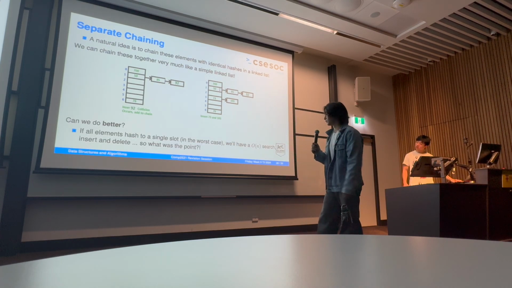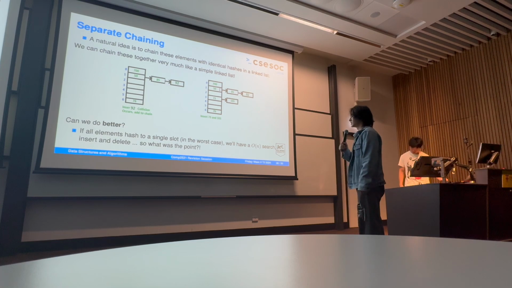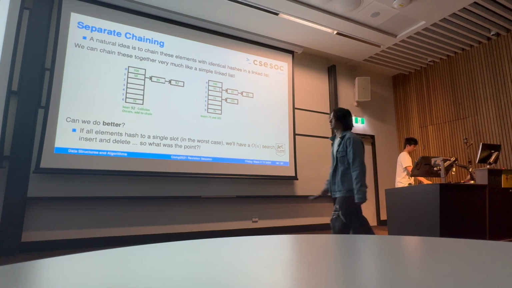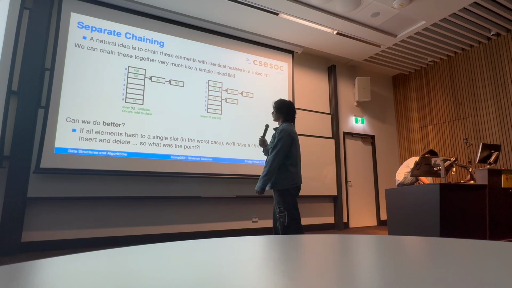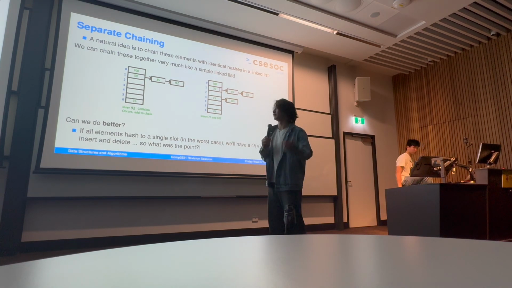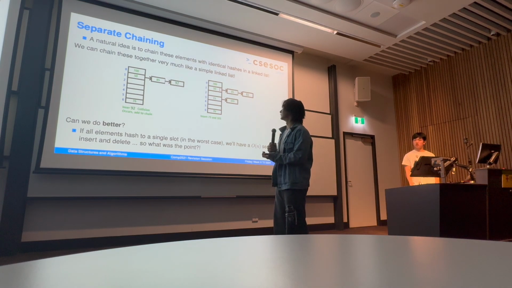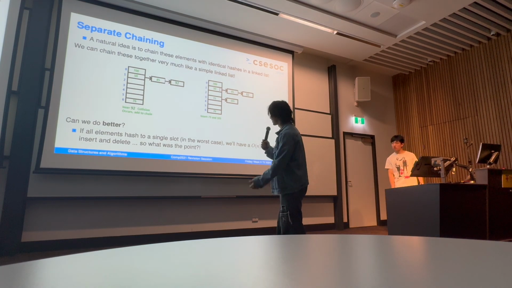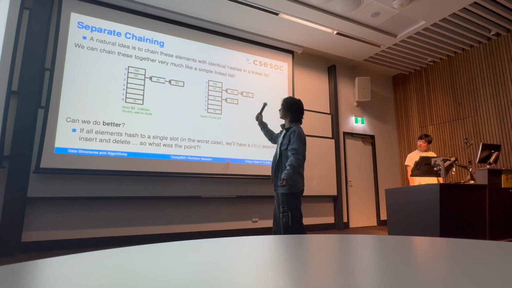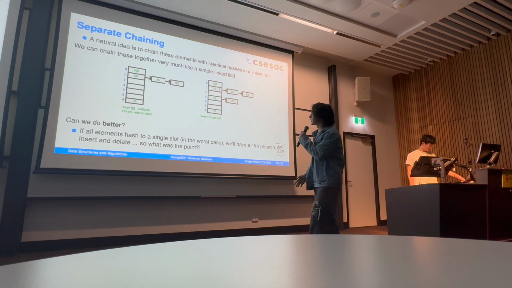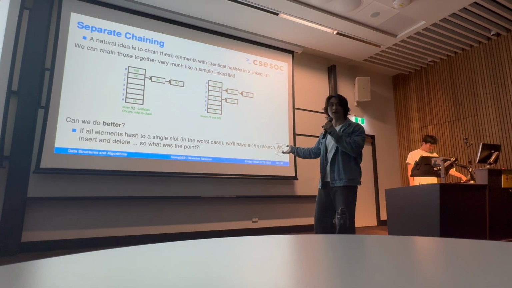The problem is if all elements hash to a single slot, in the worst case we'll have an O of n search. Because if everything maps to 1, we just have a linked list at 1. That's not very helpful. What was our original goal? To get O of 1 insertion and deletion, right? And now, once again, we have O of n, because to search for it, delete it, or insert it, we'll have to go through the linked list.